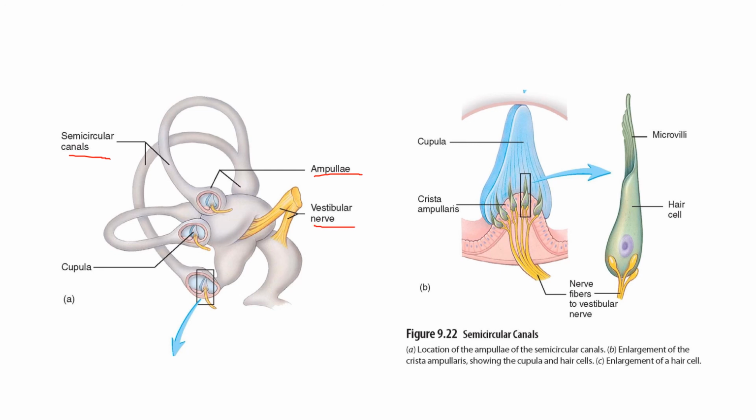Okay, so in a bigger picture, enlargement of the crista ampullaris showing the cupula and the hairs. So you have here the cupula. In the crista ampullaris part, you will see your hair cells. It has microvilli as well. And then the bottom part of the hair cell would actually be the nerve fibers of the vestibular nerves.